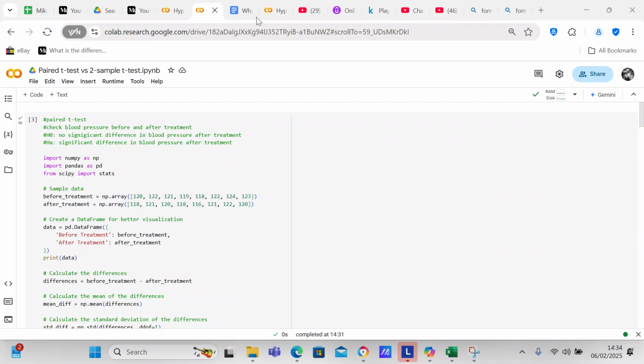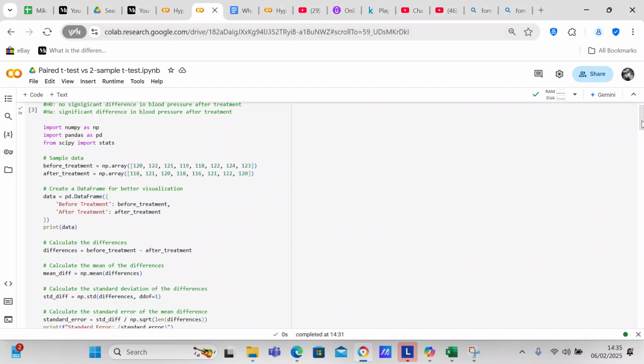But what we're going to do is use a real world example, and I'm going to go over the code with you and show you why it's different. We're going to check blood pressure before and after treatment, and we're going to use Google Colab to write the script. Your null hypothesis is no significant difference in the blood pressure after treatment, and your alternate hypothesis is a significant difference in the blood pressure after treatment.